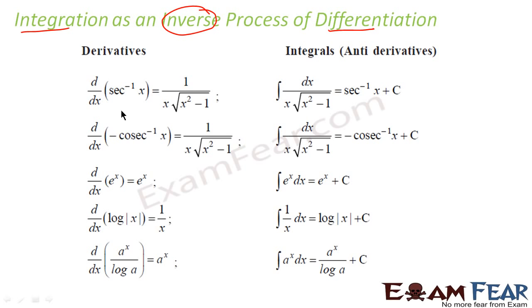You differentiate sec inverse x, you get 1 by x root x square minus 1. Similarly, the other way around is also true. You integrate this, you get sec inverse x. Differentiate minus cosec inverse x, you get the same value. You integrate this, you get minus cosec inverse x, and both are actually the same, just different sides.